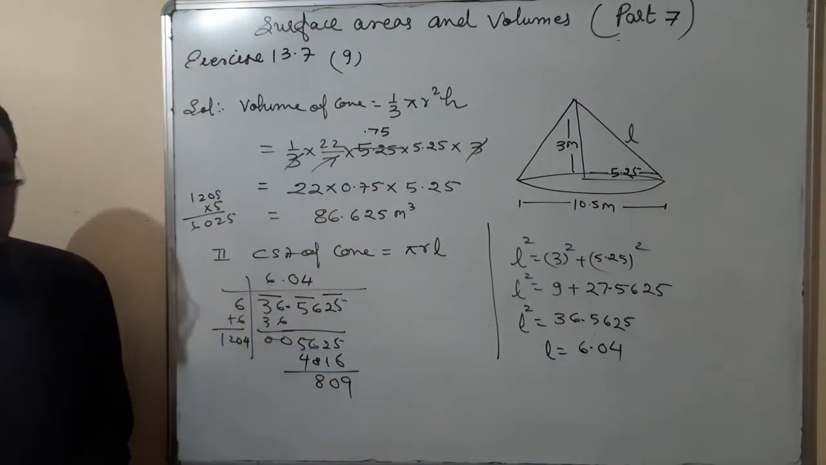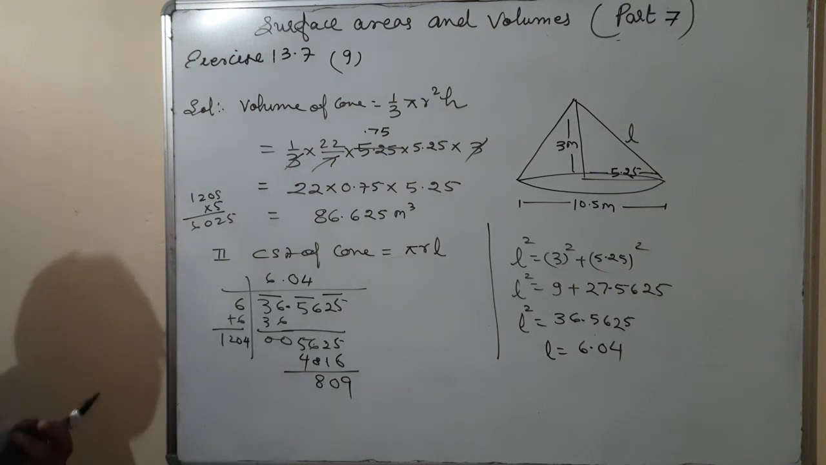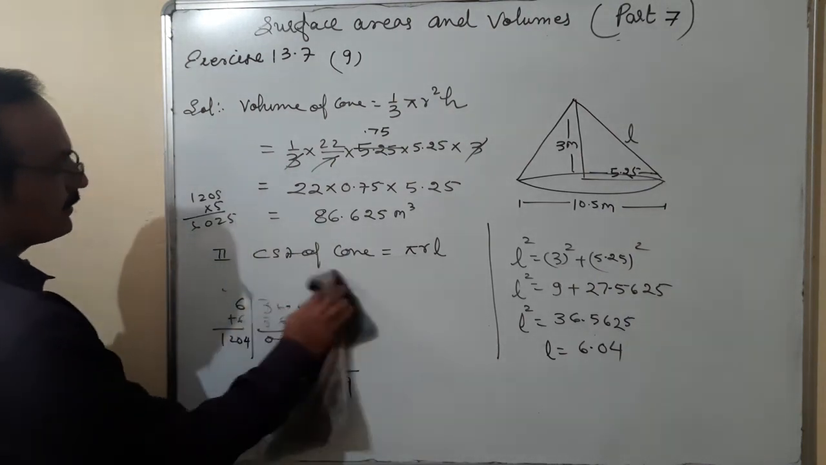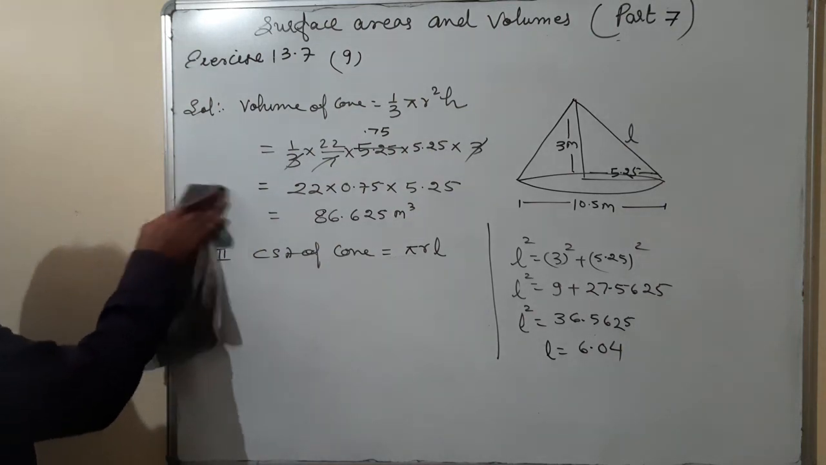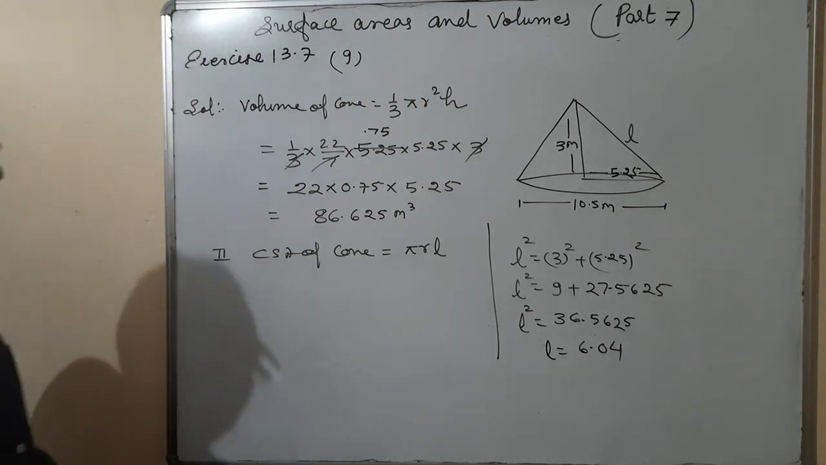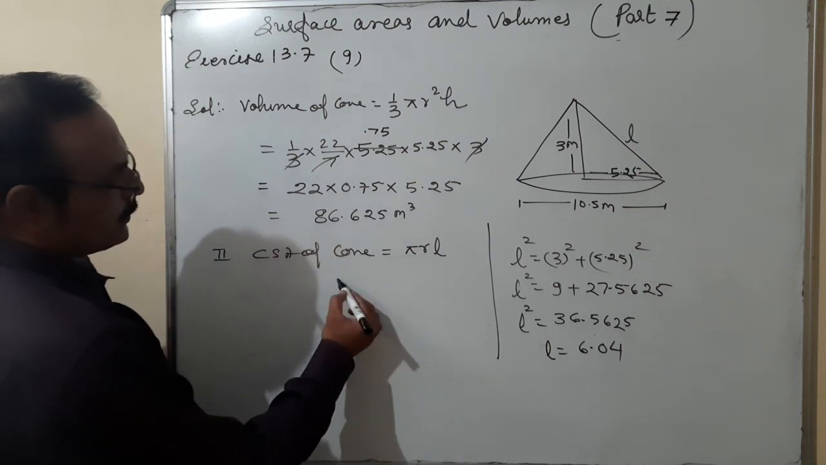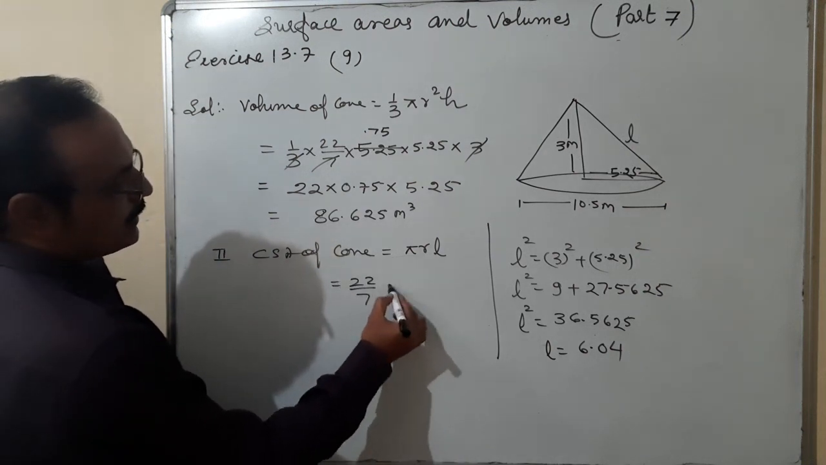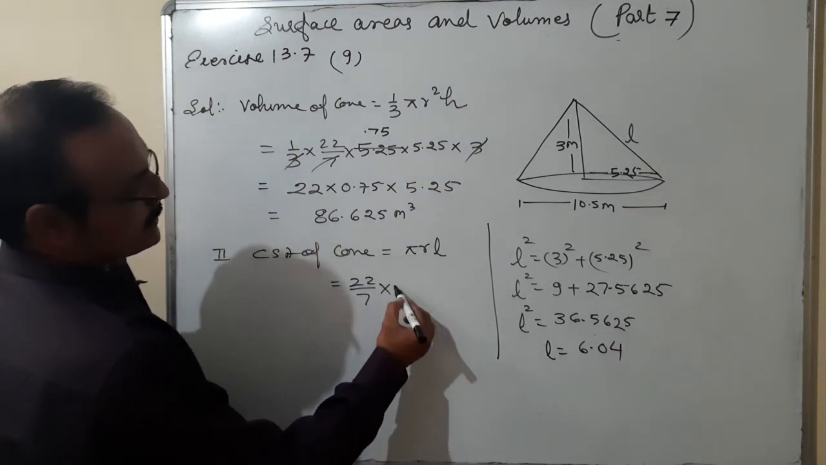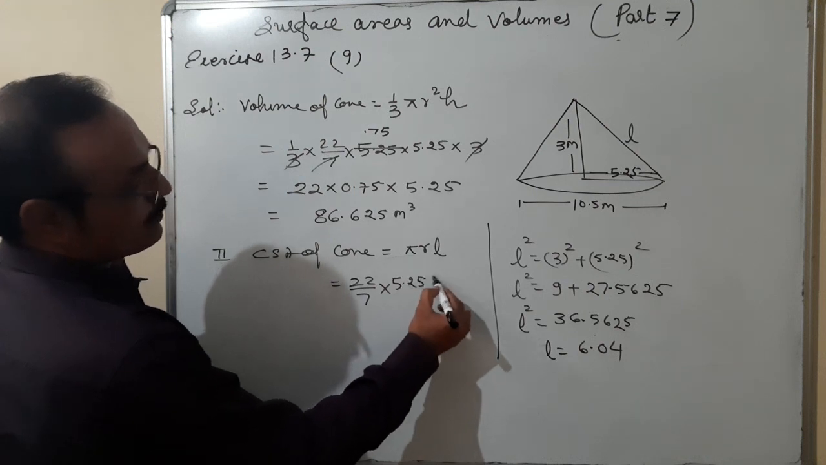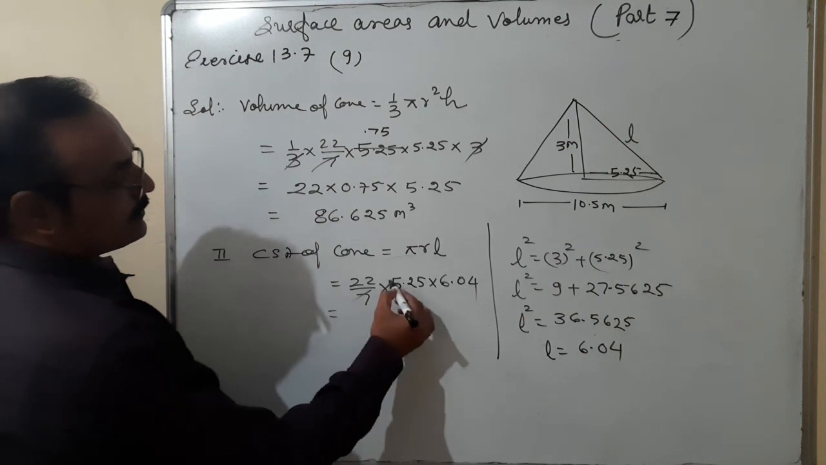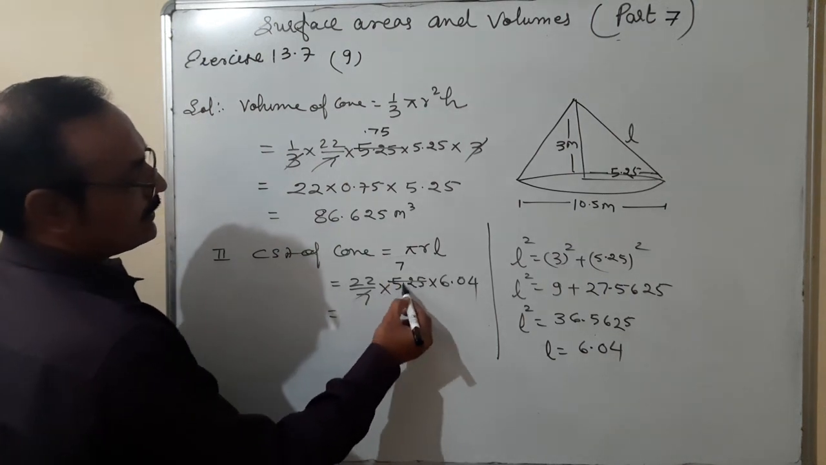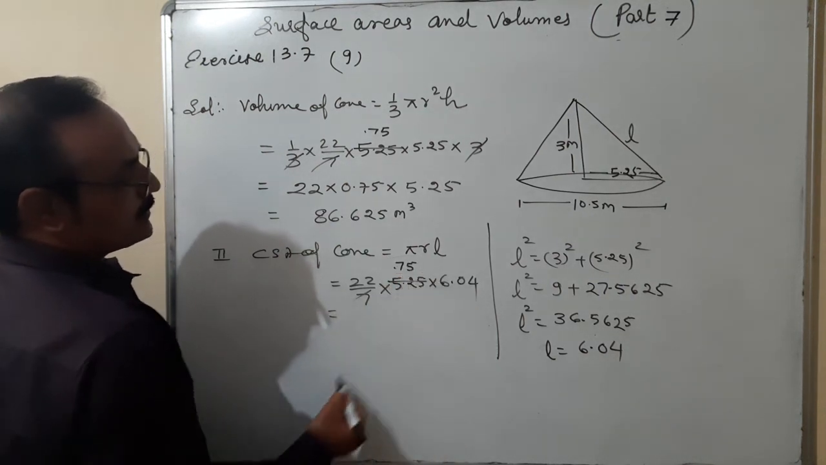Okay. And now we'll have to put the value 6.04 here. After 2 places of decimal, it's okay. 22 upon 7 into radius. Radius is 5.25 multiplied by 6.04. Okay. 7 7 ja 49. 3 7 5 ja 35.